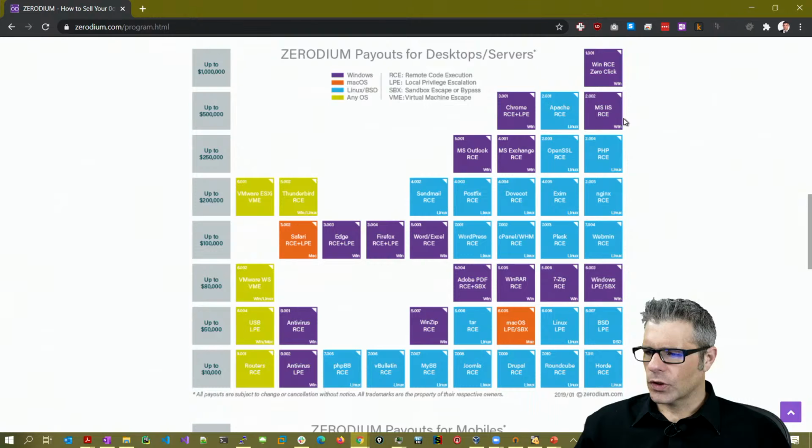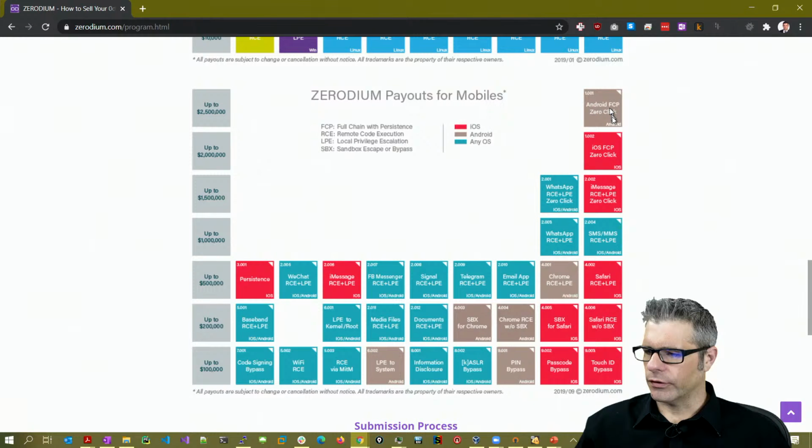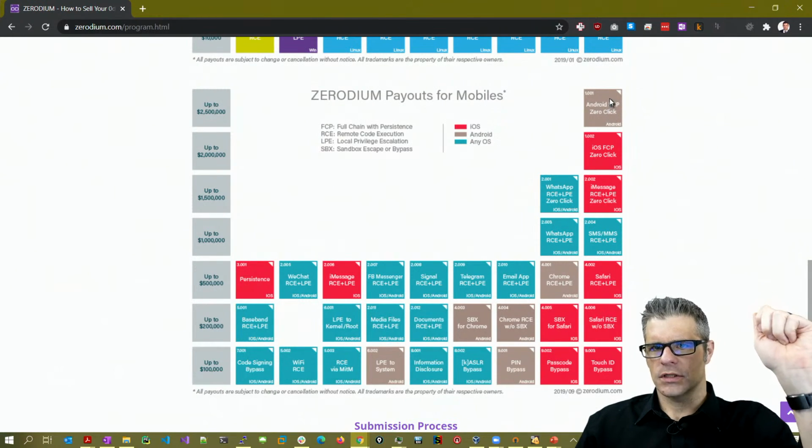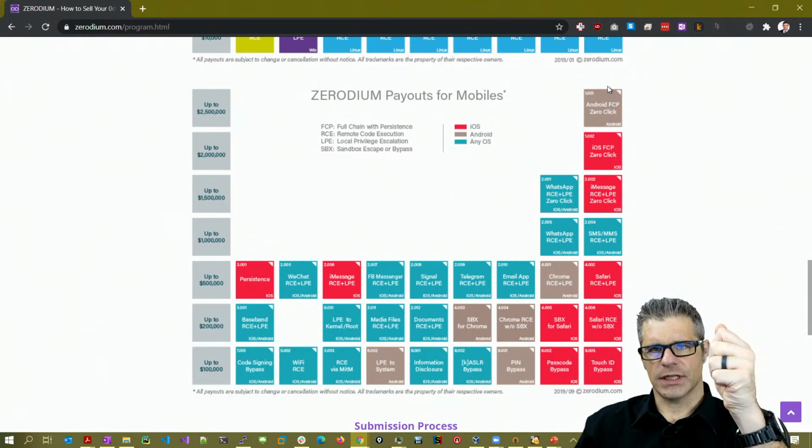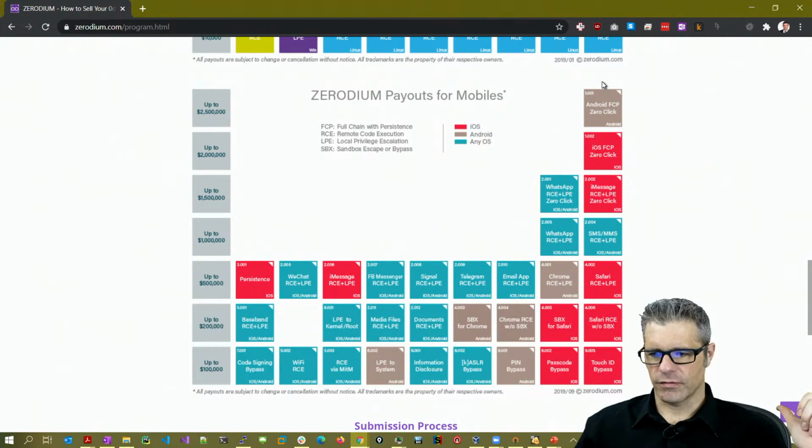Those are desktops. How about for Android? So for Android, they want a full chain with persistence. So a full exploit chain that starts with somebody not doing anything. You send them to a website or something, and from there you've got access to the system with persistence.